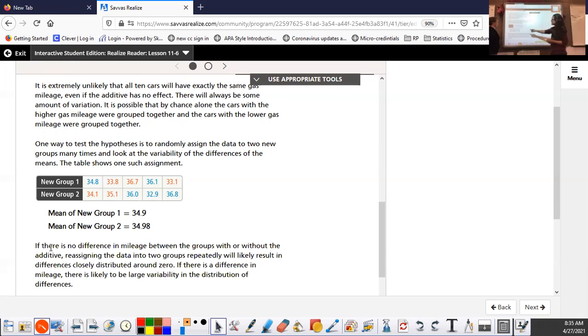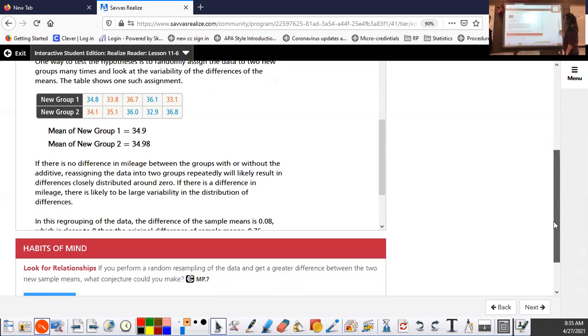And so when they do this, they get a mean of new group 1 of 34.9, and a mean of new group 2 of 34.98. So if there is no difference in mileage between the groups with or without the additive, reassigning the data into two groups repeatedly will likely result in differences closely distributed around 0. If there is a difference in mileage, it's likely to be large variability in the distribution of differences.